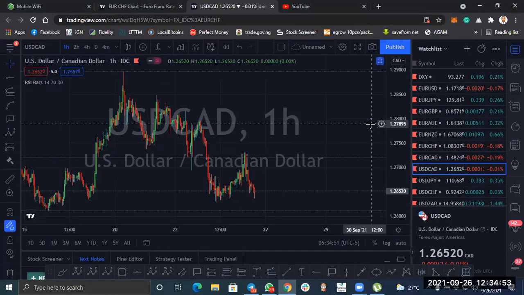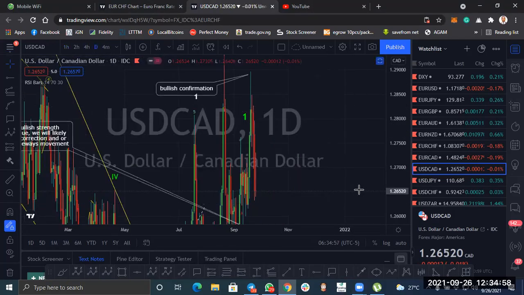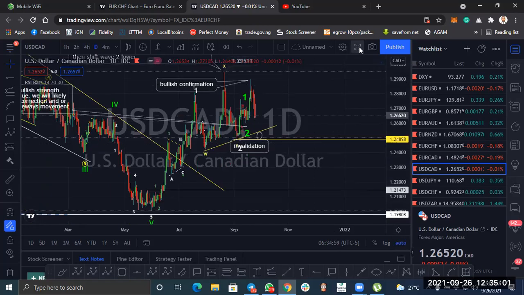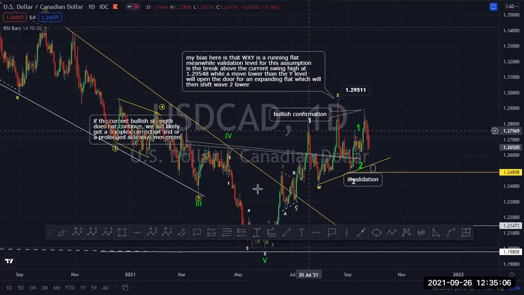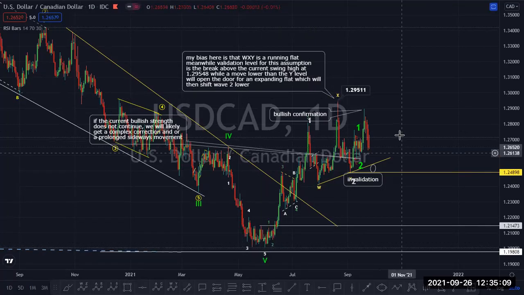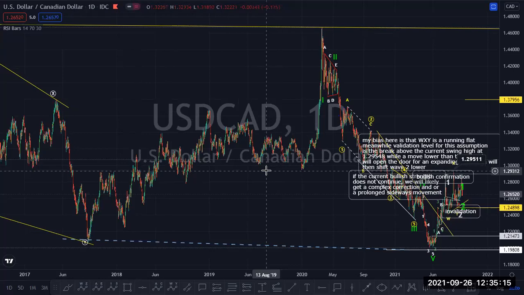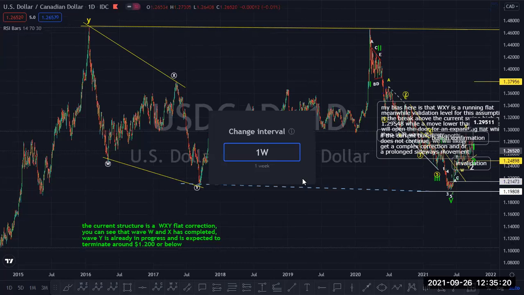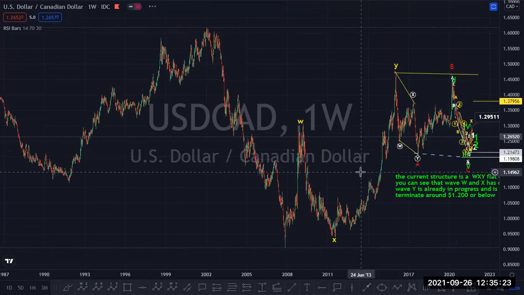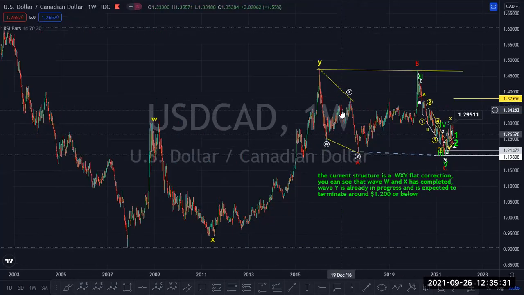USD card. Let's see daily before we go down. Okay, USD card is a buying pair, but now it will be correcting for so long. Okay, let me give you the weekly chart itself. Oh, it is selling on weekly, but on daily, it is buying.